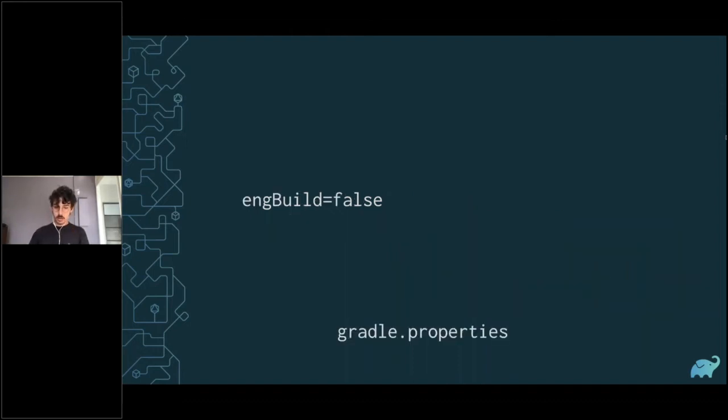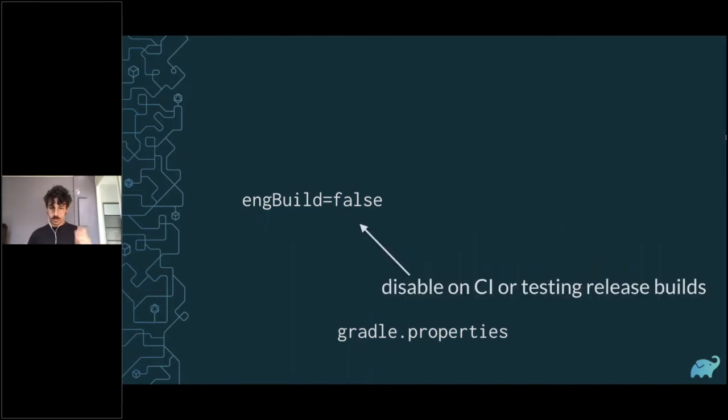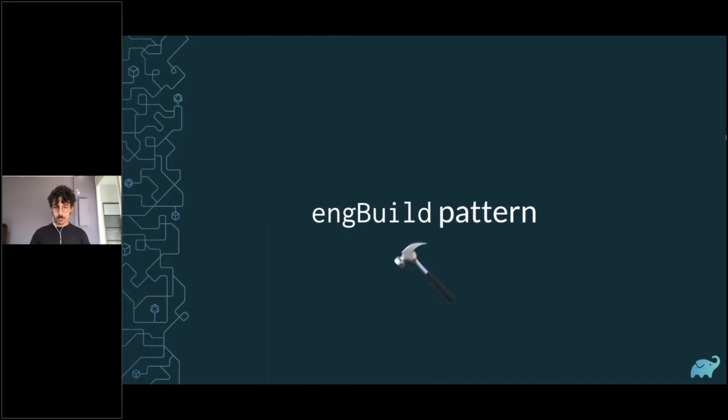Another thing you can do is just add engBuild equals false to your Gradle properties, so you can stick this on CI. And that's a very simple way of disabling plugins for local developer builds. And that's the engBuild pattern. That's a hammer you can use in your tool set for improving Gradle builds. I'll get back to this engBuild pattern later on with some more tips, but just keep it in the back of your head that this is a thing you can do.